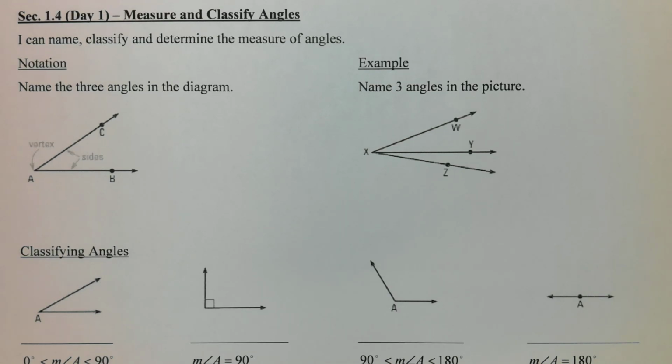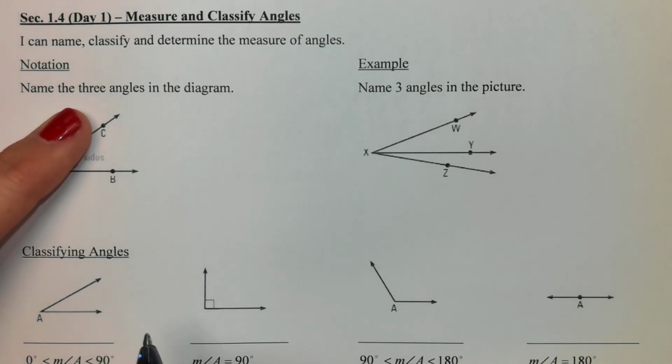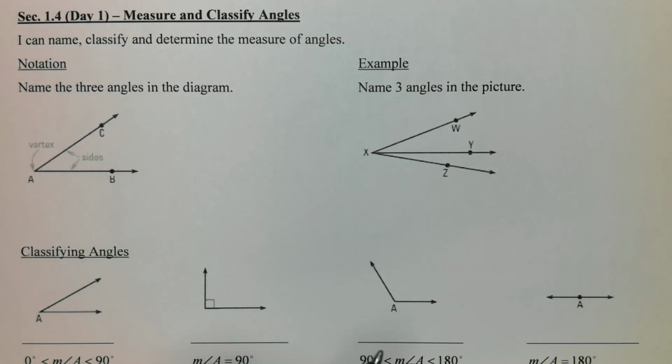This is section 1.4, day 1. Today we're going to talk about how to measure and classify angles. Most of this you're going to be familiar with. We're just going to touch on more the geometry side of it. Like in our first one, how do you name the three angles? In geometry, especially in Unit 1, we spend a lot of time learning about how to name them, or how to do notation around them, so we can talk about those geometry terms later on.